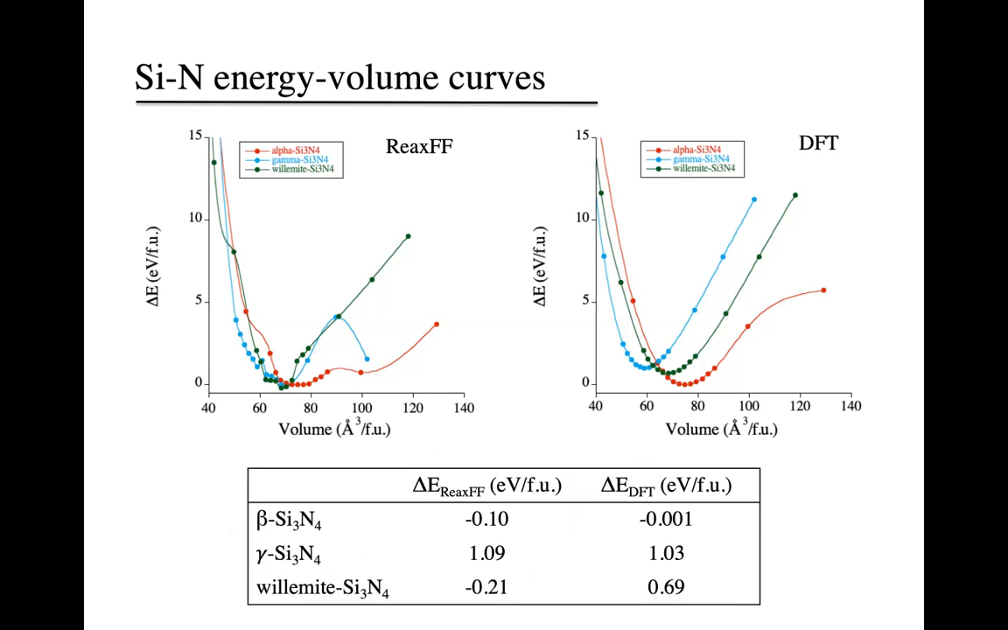energy differences relative to alpha silicon nitride to those calculated by DFT. The lowest energy polymorph of silicon nitride has actually been computed to be beta silicon nitride, and our parameterization of ReaxFF does a good job in predicting the beta silicon nitride and gamma silicon nitride energy differences. The only real issue we encounter is having the energy difference associated with willemite silicon nitride as being a bit too low in ReaxFF, and this may be the result of some weaker homoatomic repulsions.